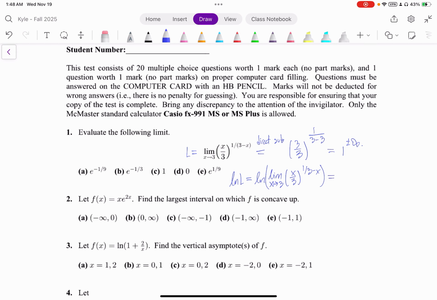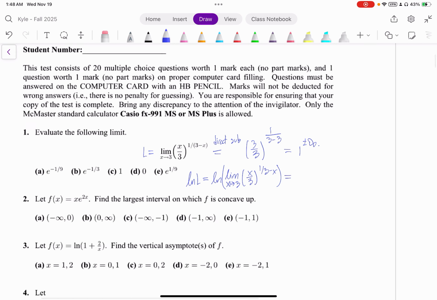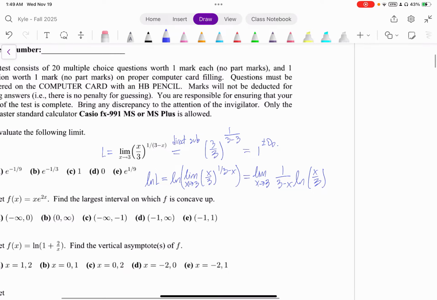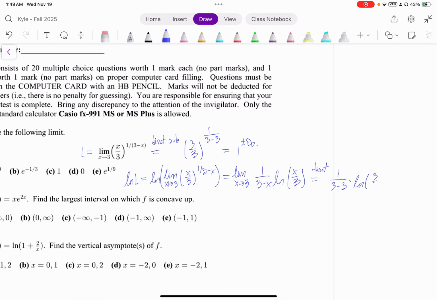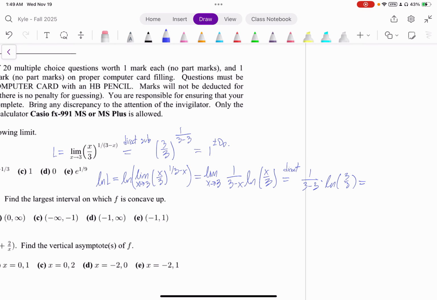And by the continuity of the logarithm, we can pass the logarithm through the limit. As x goes to 3, we can bring down our 1 over 3 minus x outside of the log. If we were to try a direct sub now, we are really close to being in the correct formulation here. So if we did a direct sub, now we have 1 over 3 minus 3, which is 1 over 0, and then ln of 3 over 3, so it's ln of 1. So we have plus minus infinity times 0.